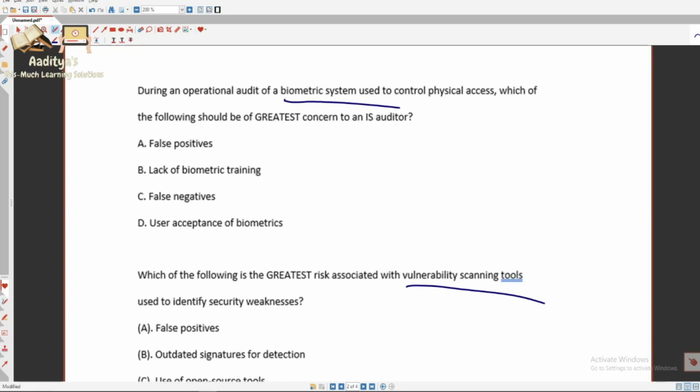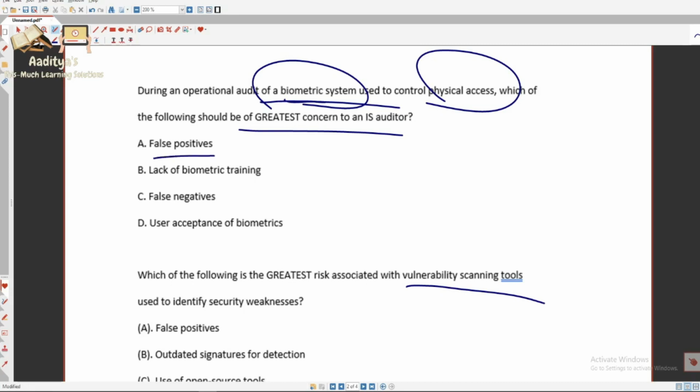So question number one is, I hope you can look at the screen. Question number one is, during an operational audit of a biometric system used to control physical access, which of the following should be the greatest concern to an IS auditor? False positive, lack of biometric training. False negative, user acceptance of biometrics.